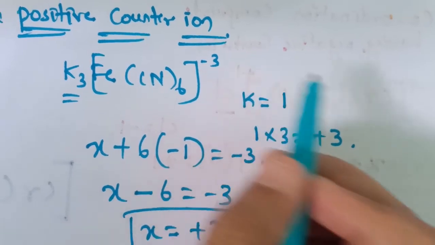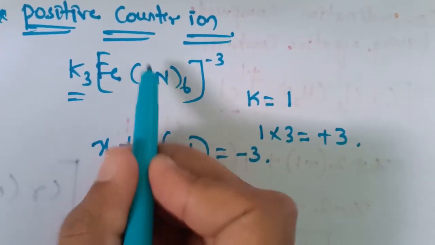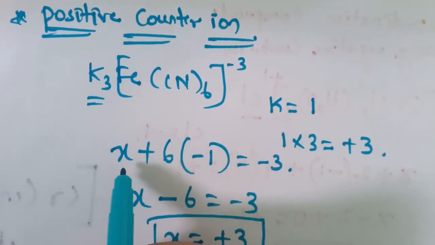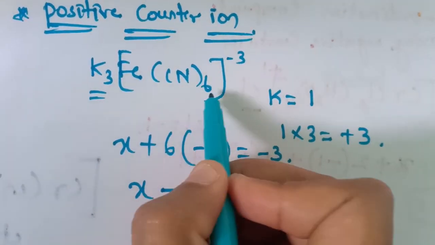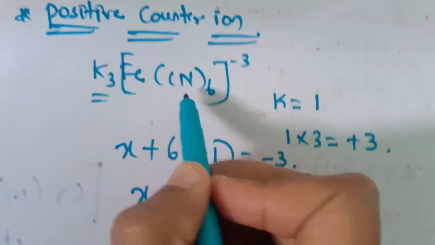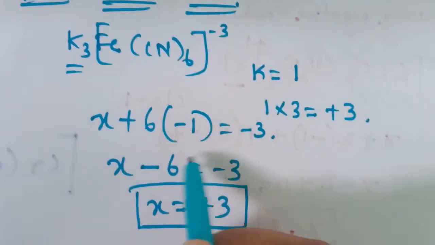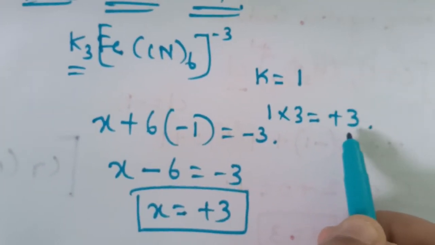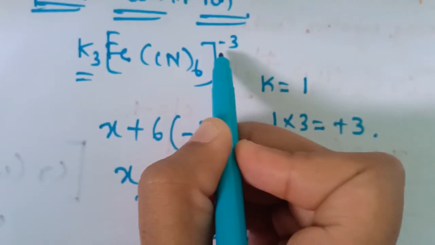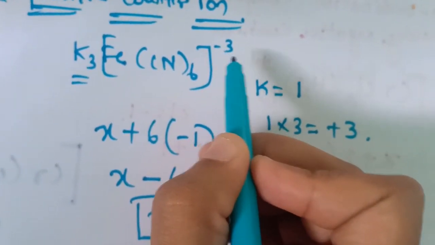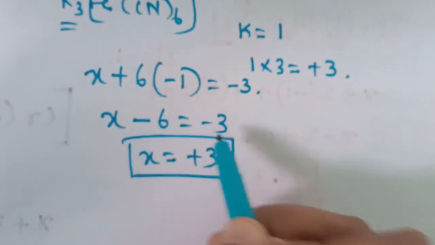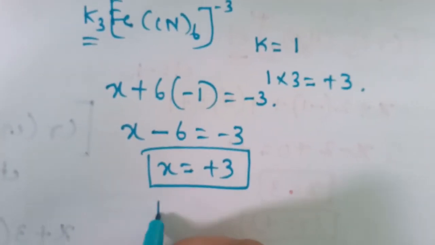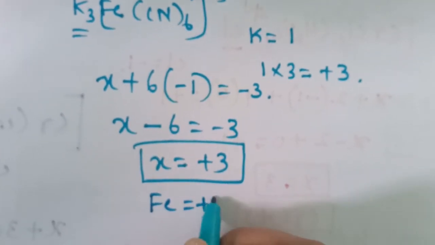[Fe(CN)6] has charge minus 3. Here we should calculate the oxidation number of the central metal atom, that is Fe. We don't know it, so let's consider it as X plus 6. How many CN's are there? 6. CN is minus 1, equals minus 3, exactly opposite of the counter ion. It has plus 3 charge, so the complex is minus 3. The complex ion charge is minus 3. X minus 6 equals minus 3. X equals plus 3. So here the oxidation number of Fe becomes plus 3.